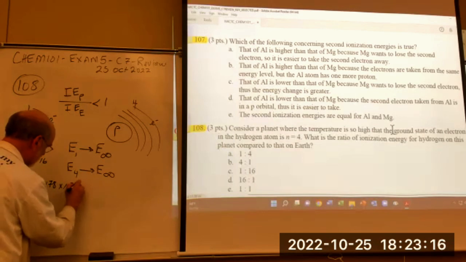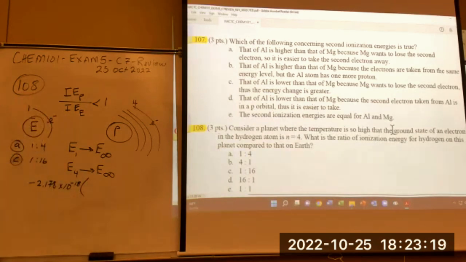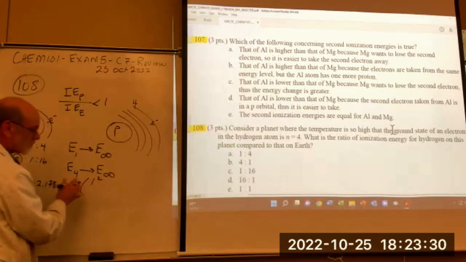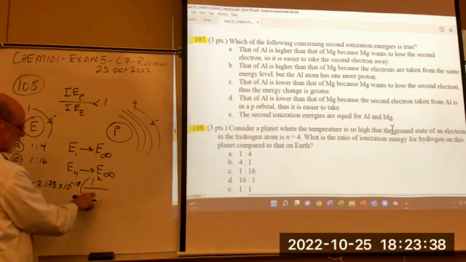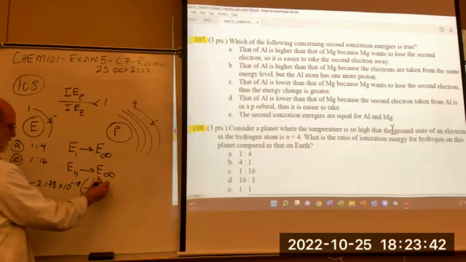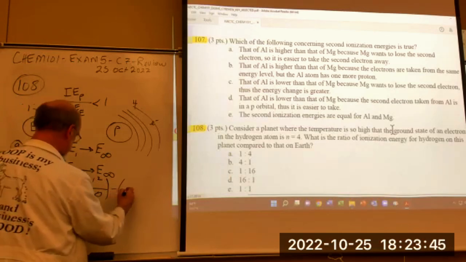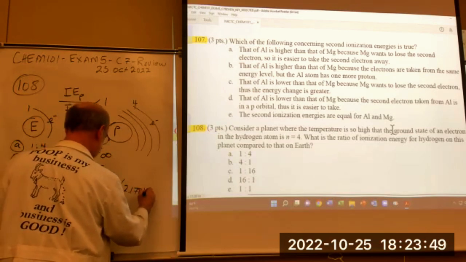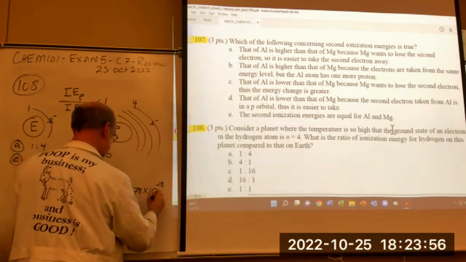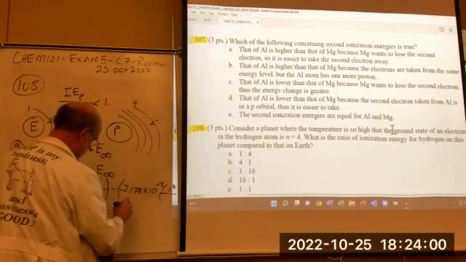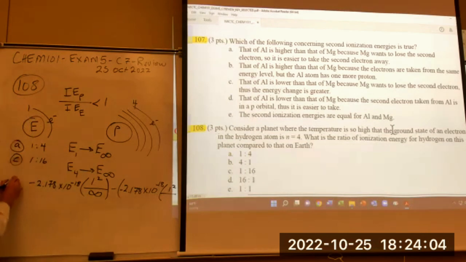times the final minus the initial. And the final is 1 squared for hydrogen, right? That's the Z number. And this is the energy level, that's infinity. And then minus that same number times 10 to the minus 18, times 1 squared over, if this is for the energy transition for Earth, this would be 1.